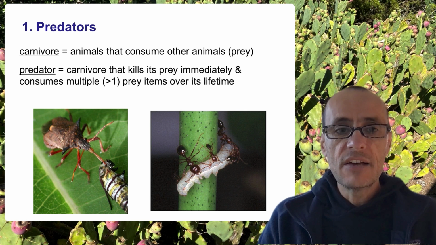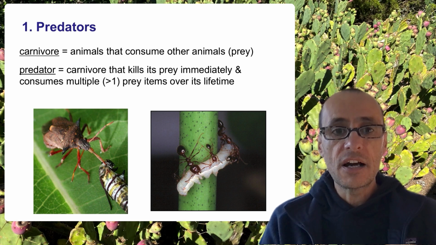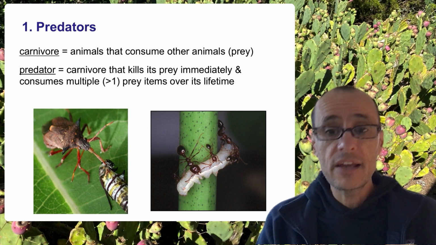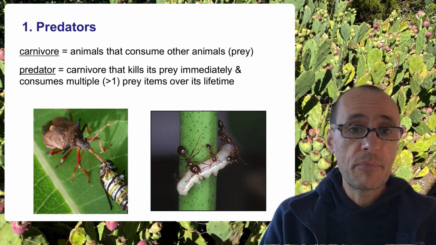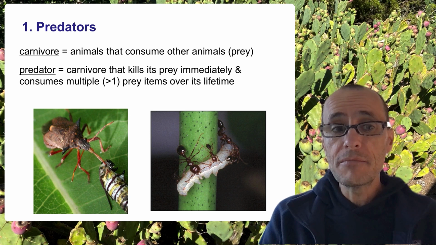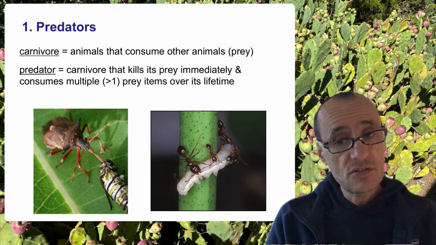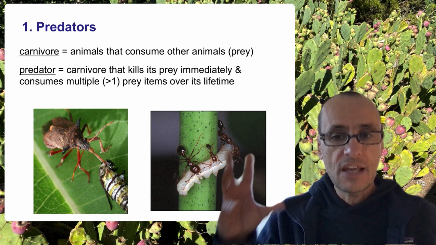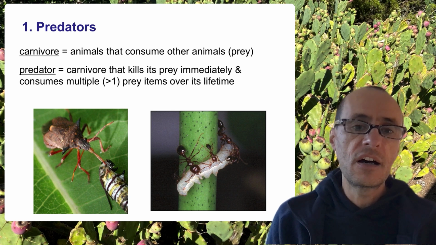Predatory insects involve those that are basically carnivores. They're heterotrophs. They consume another animal, a prey, in order to make a living. A predator can be defined very simply as a carnivore that kills its prey immediately and usually consumes more than one prey over its lifetime. They eat one, they move over, they eat another one.